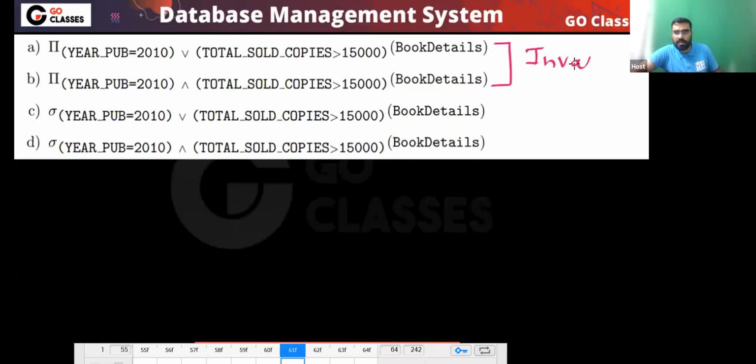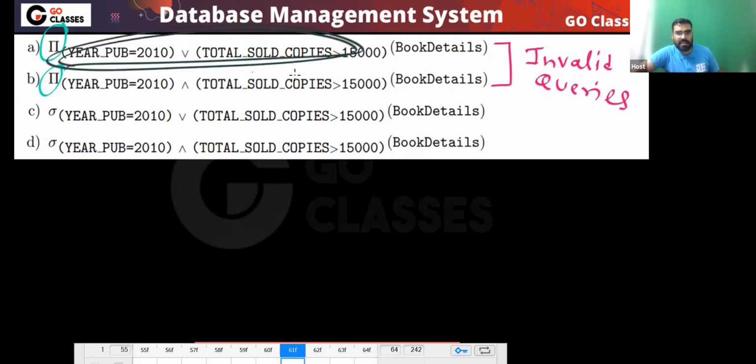These are invalid queries because you are using the projection with a selection condition. You are using the projection operation, but actually you should use selection. Projection is done for attribute selection. Can we do this with the projection? This is a selection condition, right? Yes or no? Remember, this is a selection condition. So these are actually invalid queries.